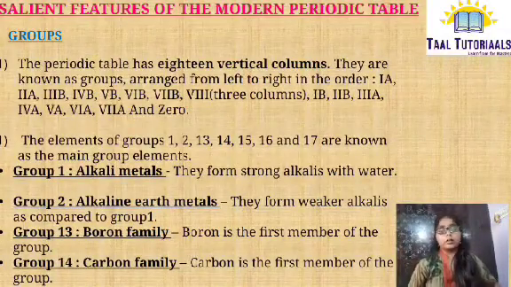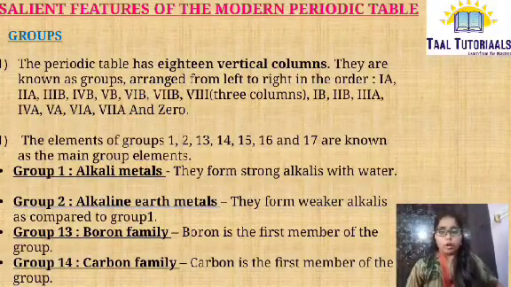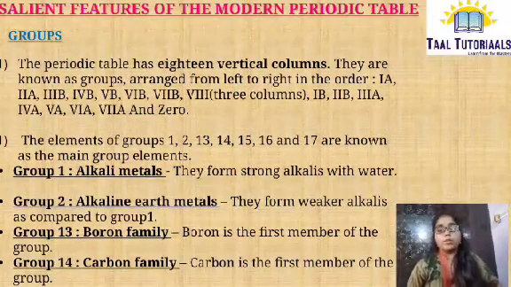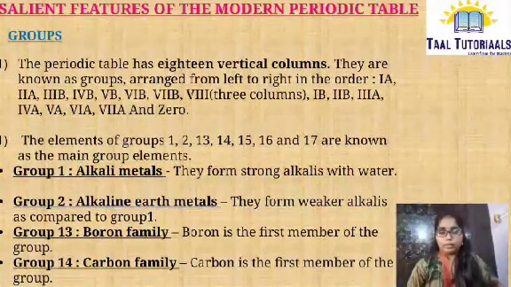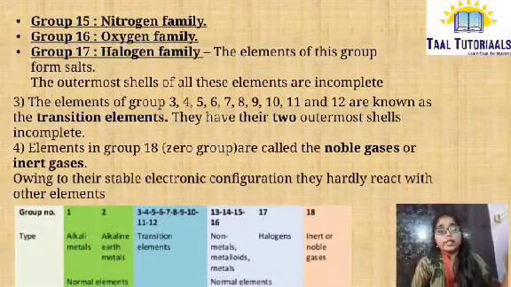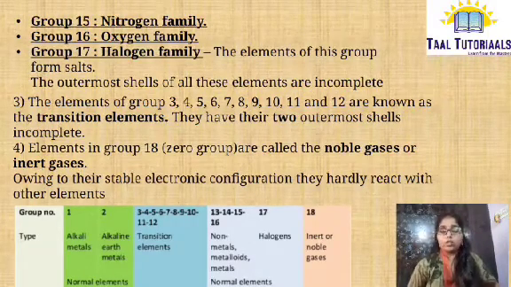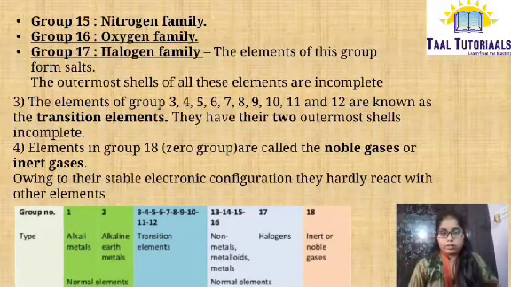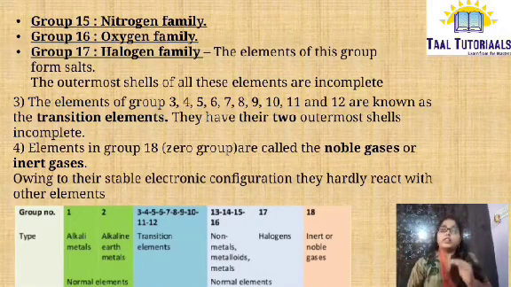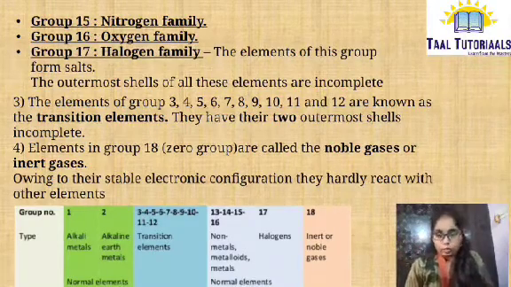Next, group 13 is the boron family. Boron is the first member of group 13, so we name it the boron family. And group 14 is the carbon family. Here also carbon is the first member of the group, so we call it the carbon family. Next, group 15, that is the nitrogen family. Group 16 is the oxygen family and group 17 is the halogen family. The halogen family forms salts, and the outermost shell of this group is always incomplete. There is some stability to the outer shell configuration, which is always incomplete in halogens.